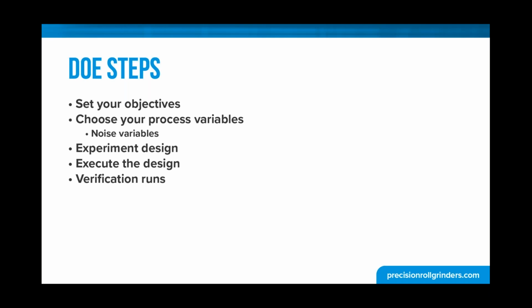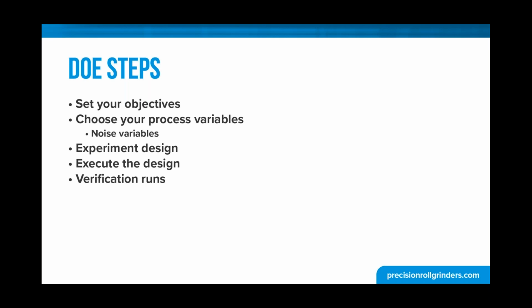So the first step, after you set your objective, is choosing your process variables. These are also known as controllable factors. And then you also have your noise variables, or more formally, uncontrollable factors. So in a lot of processes, especially with continuous web operations, you might be looking at vibrations as a noise variable. You might be looking at speed as a controllable variable. It could be anywhere from 5 to 100 different variables you might be looking at, depending on what industry you come from.